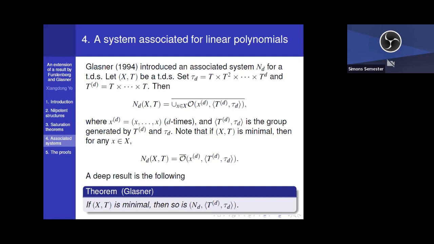When (X,T) is minimal, this is independent of the choice of x. You just choose some x. A very nice result, also very deep in my understanding, is that if (X,T) is minimal, then you can show N_d with this group action is also minimal. Up till now, one can only prove it by Ellis semigroup. It would be very nice if you could find some elementary proof of this fact.